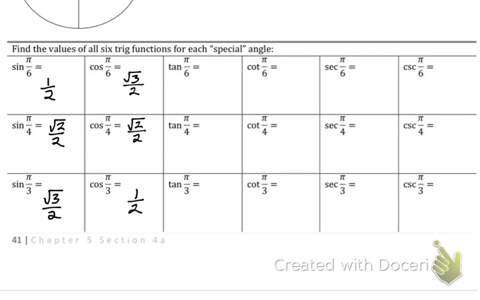All right, our tangent value. Our tangent value is always going to be whatever our sine is over whatever my cosine turned out to be. Well, my sine is 1/2. So the tangent of pi over 6 is going to be 1/2 over square root of 3 over 2.